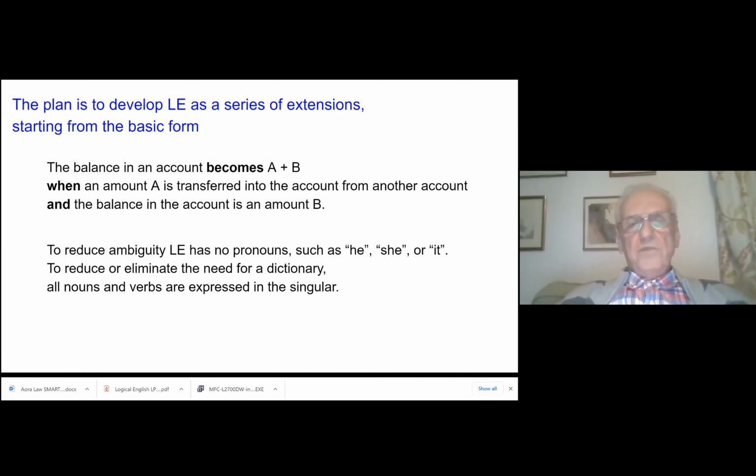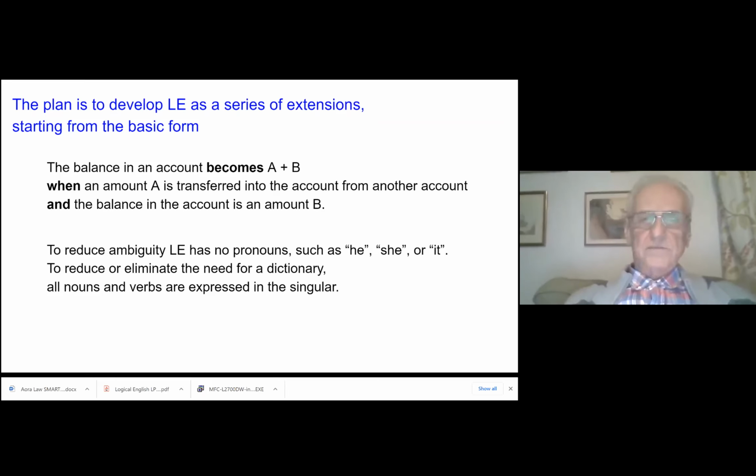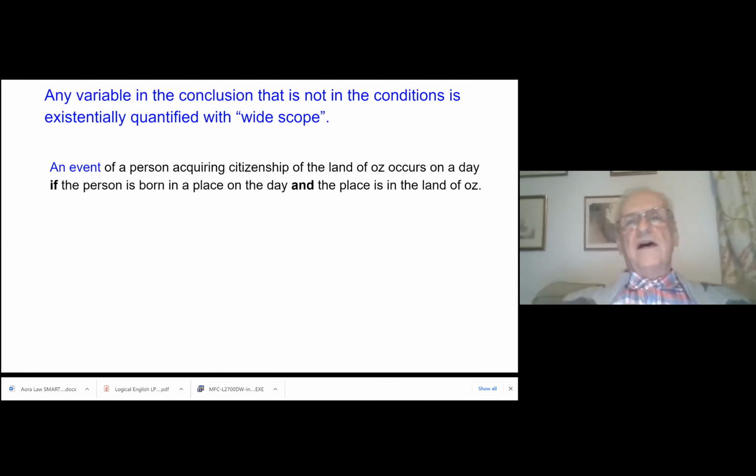I'm also hoping that we can express all verbs in the present tense and all verbs in the active, but that may prove to be difficult. So we're still working on this. Now, very interesting is the fact that any variable in the conclusion that is not in the conditions is existentially quantified with wide scope. What does this mean?